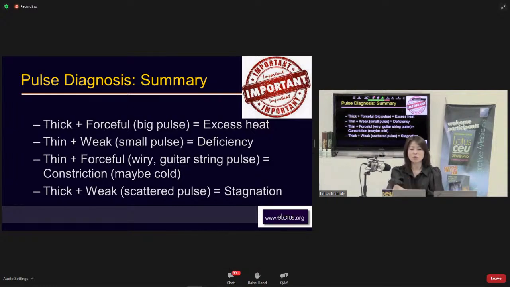So these are the 4 big summaries of what pulses you should be looking for. Almost every pulse could be categorized into these 4 categories. So when you're taking the pulse tomorrow, remember pulse diagnosis 1, 2, 3. What is the shape? Is it thick or thin? Is it curved or straight? And then number 2, what is the jump? Is it strong or weak? Then you can figure out the big picture: which of these 4 categories does the patient belong to? Okay.